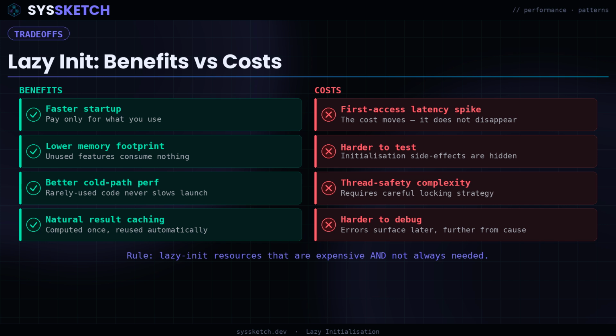Lazy initialization is not free. The benefits are real: faster startup, lower memory for unused features, and automatic caching of expensive results. But the costs deserve equal attention. First access latency is the most obvious. The cost doesn't disappear, it moves. Debugging becomes harder because errors surface later and further from their origin. Testing is more complex because initialization side effects are hidden until the property is accessed. And thread safety demands careful attention. The rule of thumb is pragmatic: use lazy init for resources that are both expensive to create and not guaranteed to be needed.